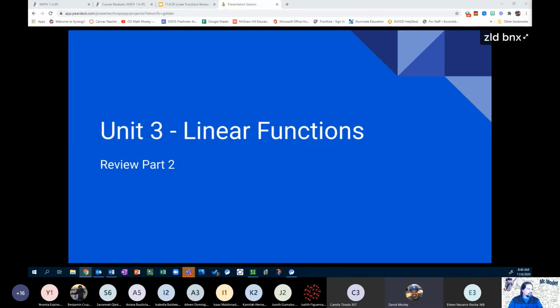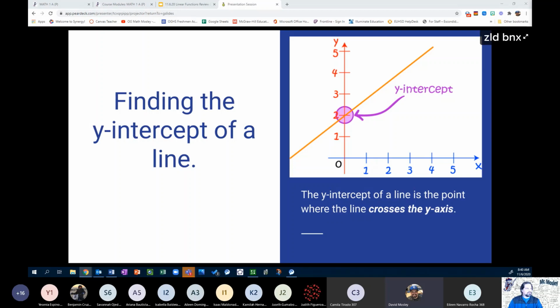So the next part of our linear functions review. Based on where we left off on the last part of the review, doing things with finding slope or rate of change, now we're jumping over to finding the y-intercept of a line.